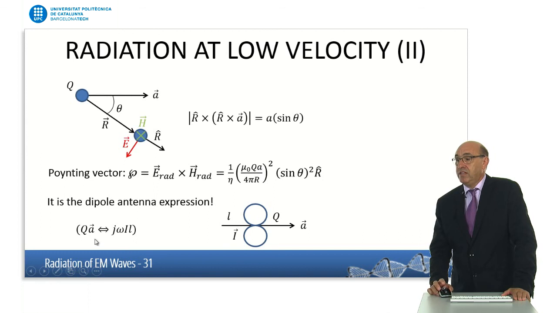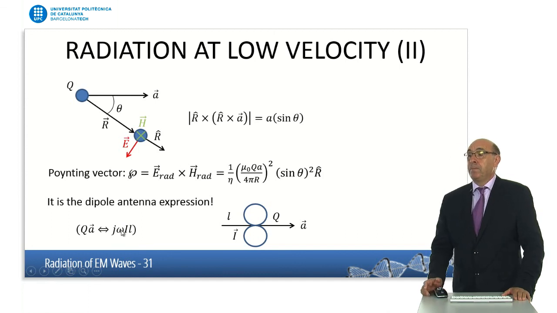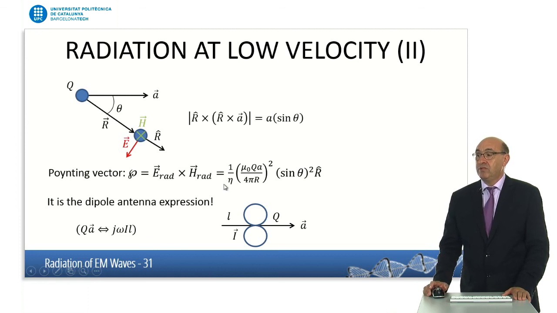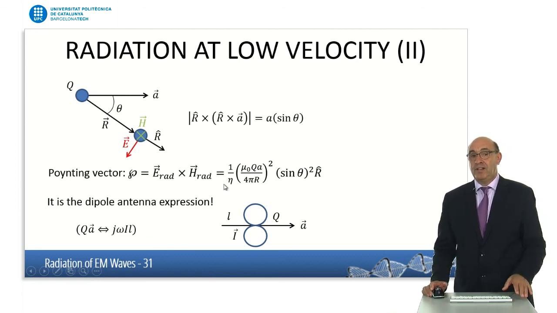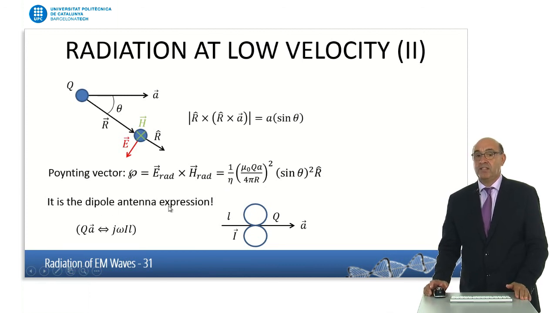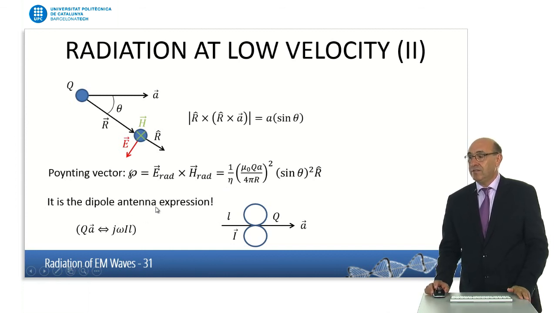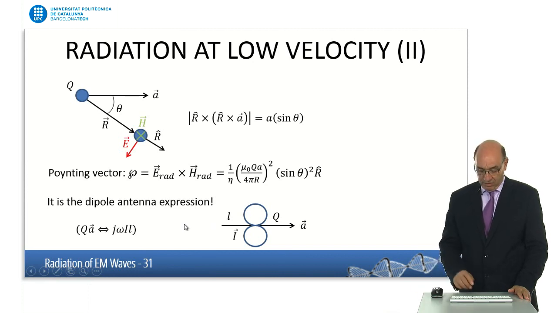For the harmonic case, the charge times an acceleration is similar to the product of the current times the frequency and the length, like a derivative. And if you look at this expression into the antenna books, you will find it. And you will find it when trying to study a dipole antenna. A wire antenna is just a long wire that is radiating. And wires radiate in this way. And it follows this basic law.